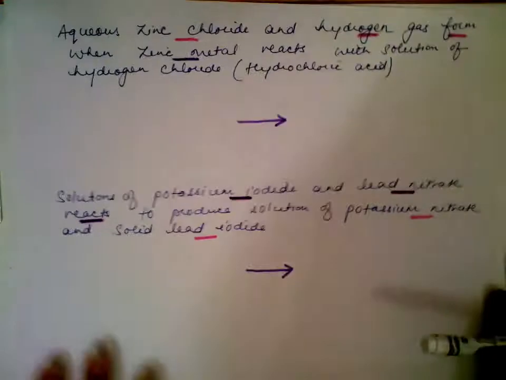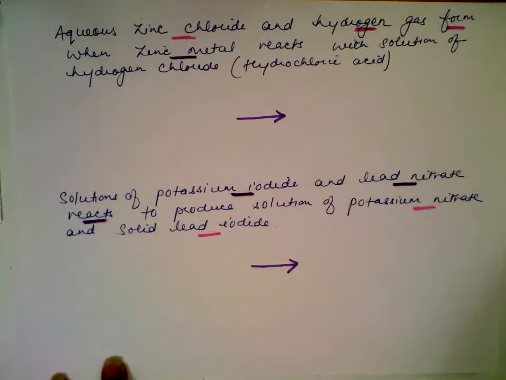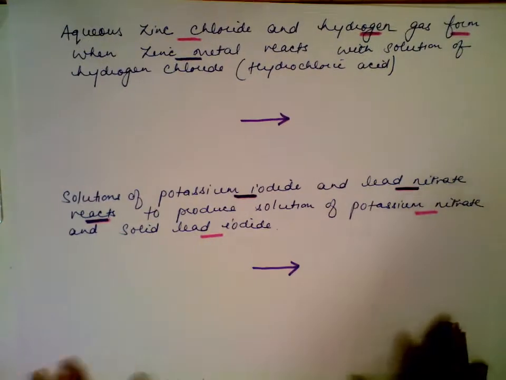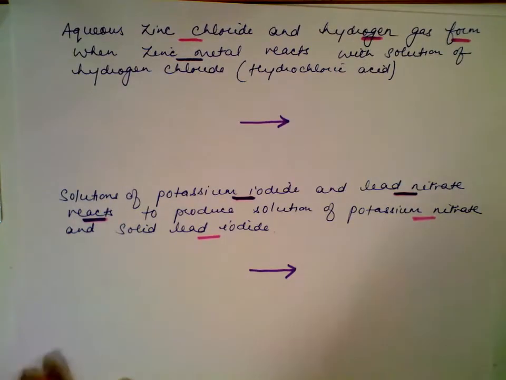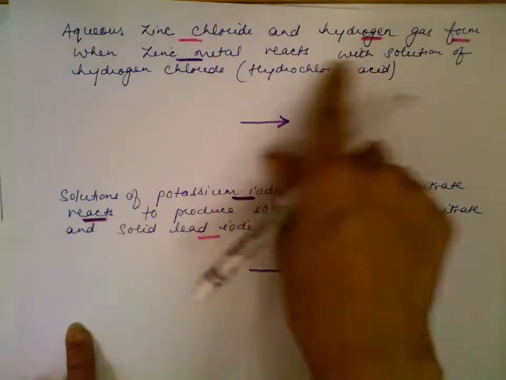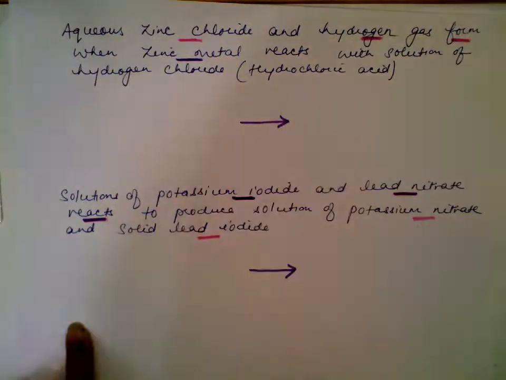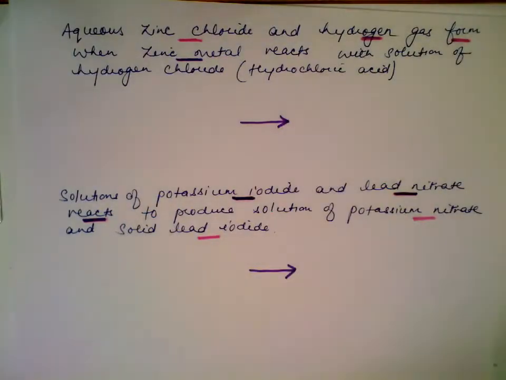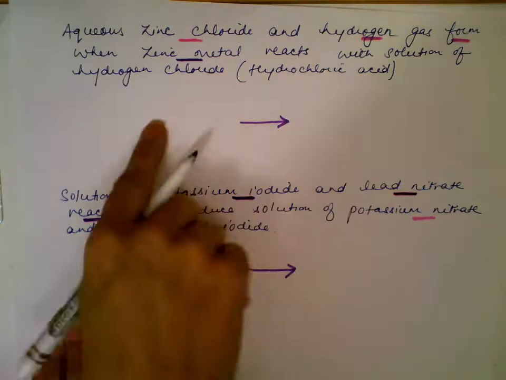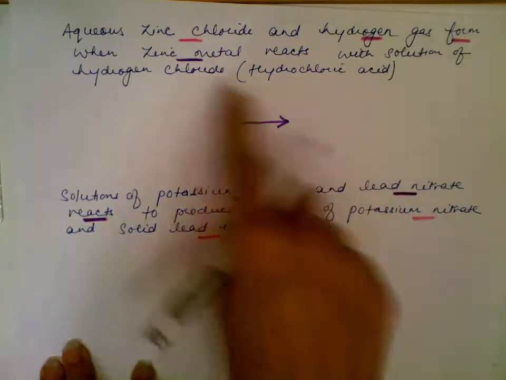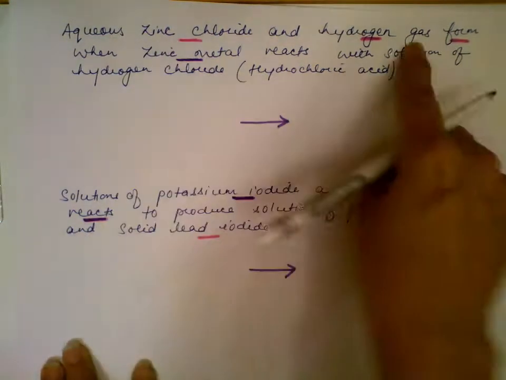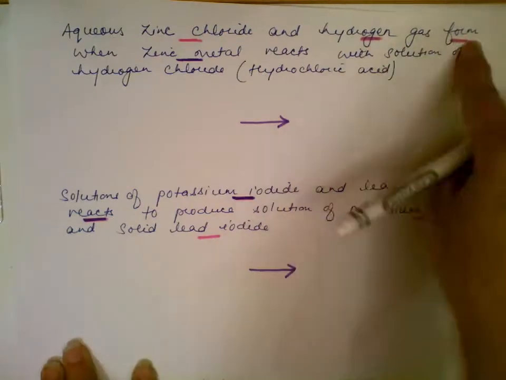Here is another one. Aqueous zinc chloride and hydrogen gas form when zinc metal reacts with a solution of hydrogen chloride. So once again, we have to figure out what the reactants are and what the products are. Reactants you're going to write on the left side, products on the right side. I already have an arrow here. It says zinc chloride and hydrogen gas are formed.